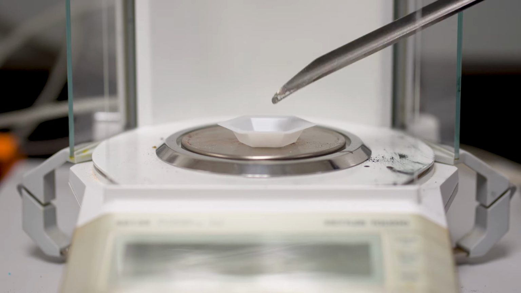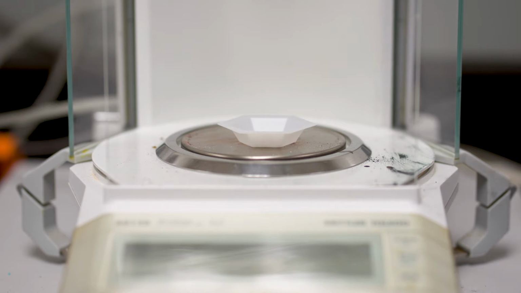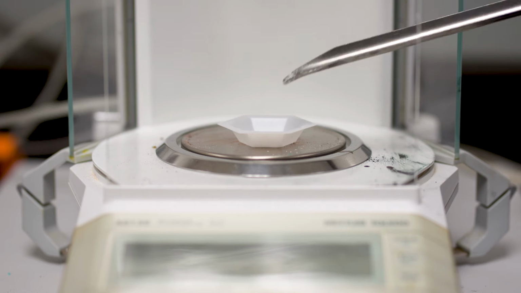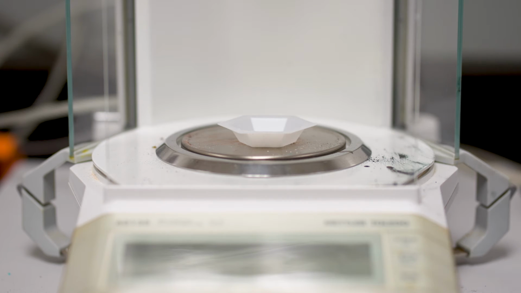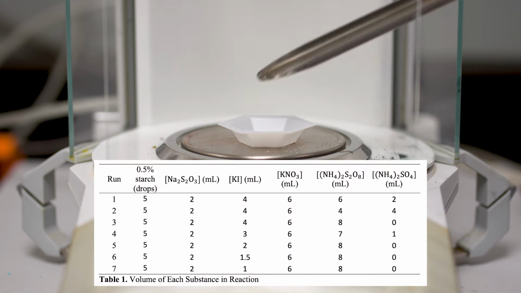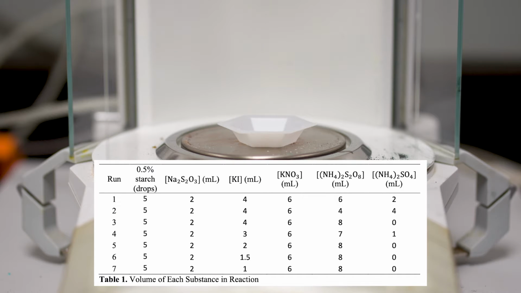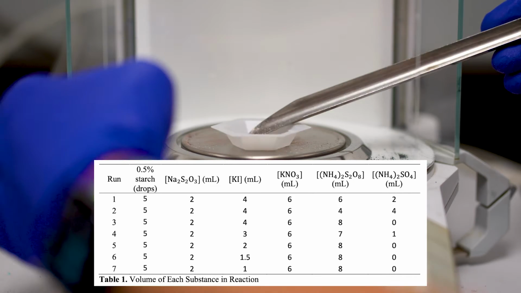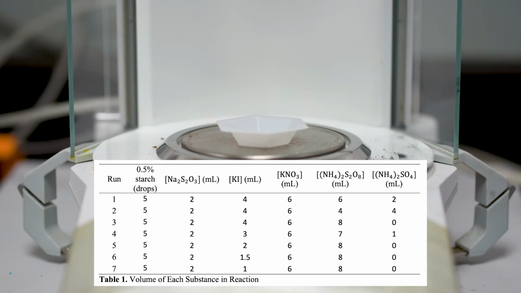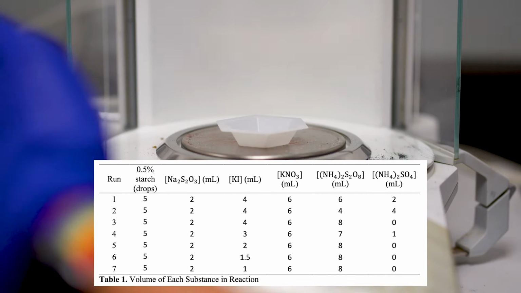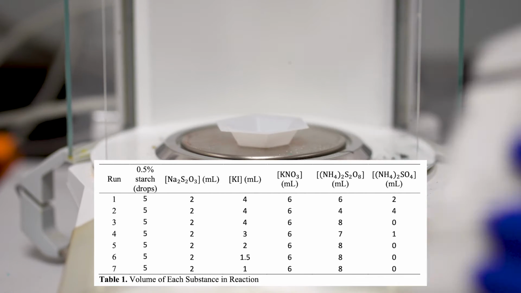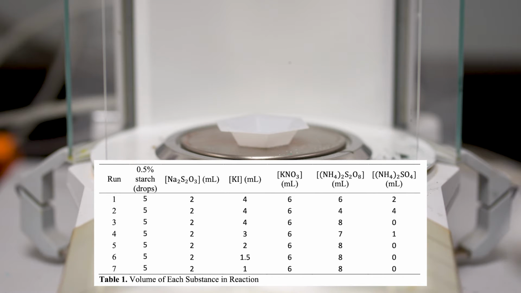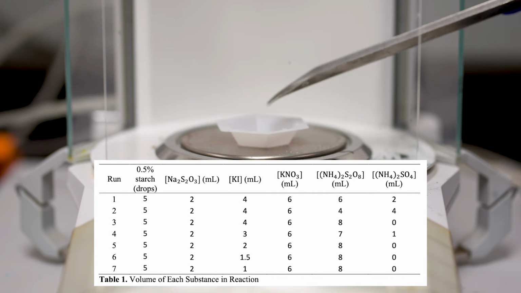We first obtained 14 clean and dry test tubes. Seven of those test tubes were labeled A, and the other 7 were labeled B. As shown in this table, 7 trials were performed with varying amounts of sodium thiosulfate, potassium iodide, and potassium nitrate. These were placed in test tube A, and varying amounts of ammonium persulfate and ammonium sulfate were added to test tube B. The volume of 0.5% starch was consistent throughout all 7 trials.